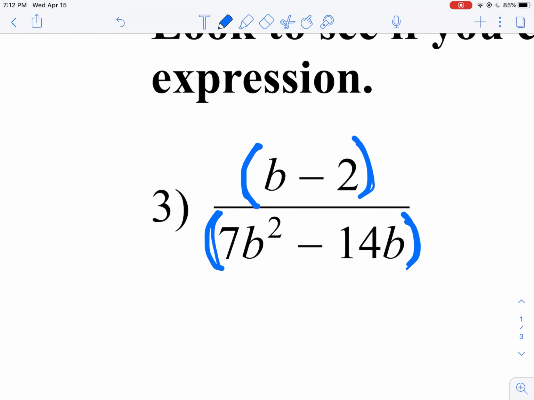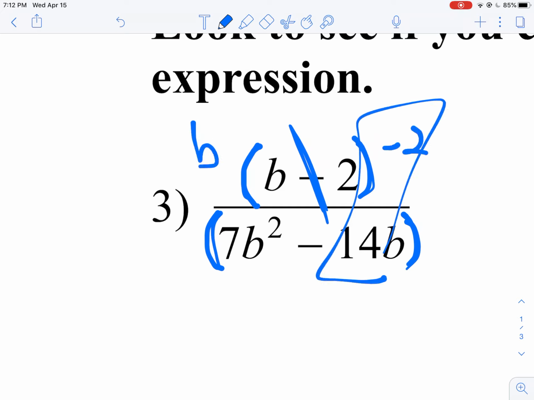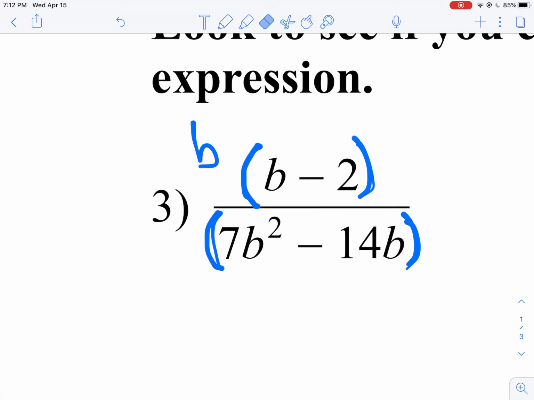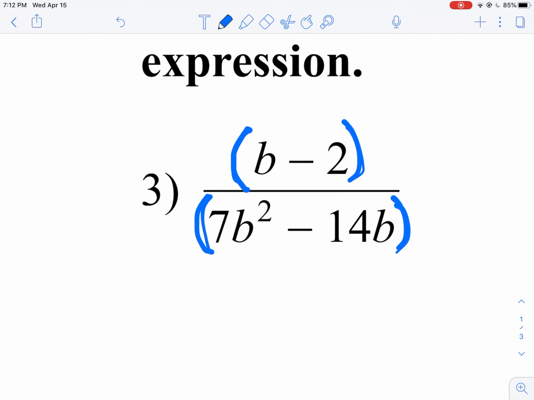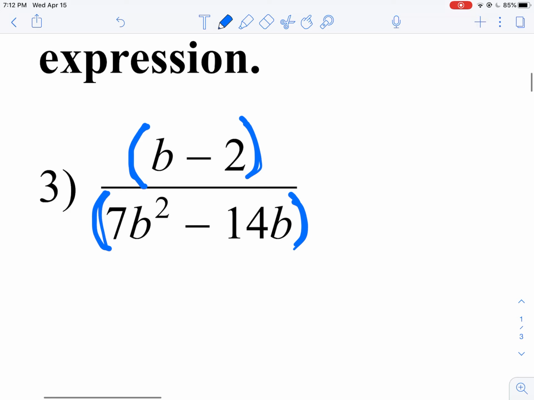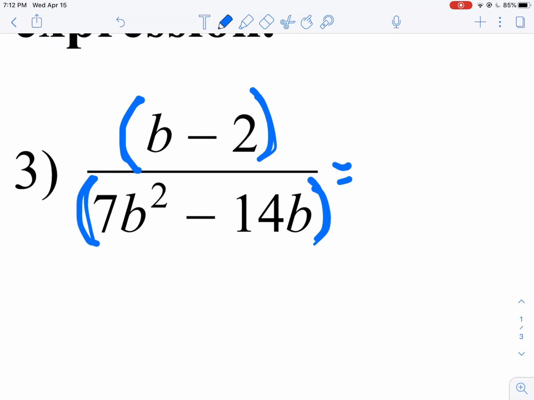B minus 2, I cannot break this apart. I cannot say this is a b and this is a negative 2 and then simplify these two. That's why we put the parentheses in there, so that we know we cannot just break apart the numerator or the denominator. So for number 3, we have to try and factor the top or the bottom of the fraction or both. Sometimes we have to factor both. For number 3, we only have to factor 1.